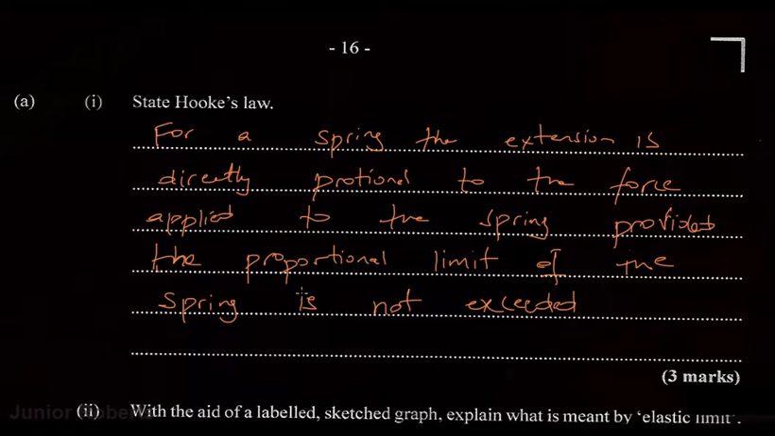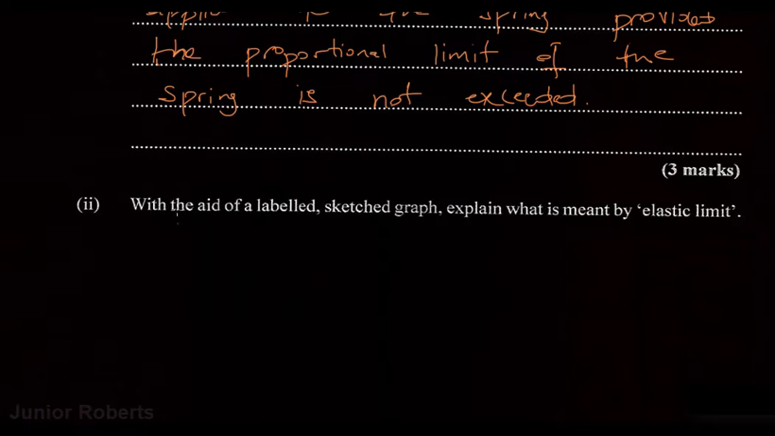Right? So that's Hooke's law. For a spring, the extension is directly proportional to the force applied, provided that the proportional limit of the spring is not exceeded. Alright, so let's continue. So it says, with the aid of a labeled sketch graph, explain what is meant by elastic limit.